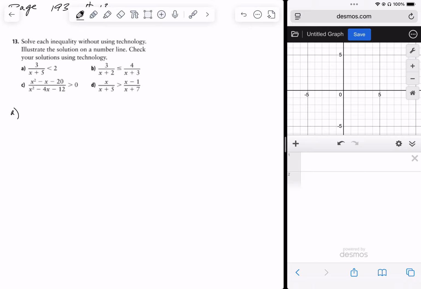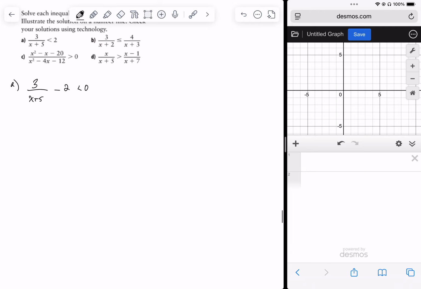Unlike the equalities, which we would have studied in class, you can't cross multiply when you have inequalities. What you'll notice when I did question 11a is that I brought the 2 over first and then I found the common denominator. It's the same kind of practice with inequalities. So I'm going to bring the 2 over and get 3 over x plus 5 minus 2 has to be less than 0. Then I need a common denominator, so 3 over x plus 5 minus 2 times x plus 5 over x plus 5 has to be less than 0.